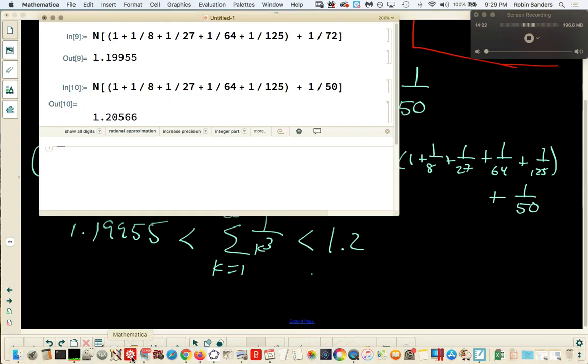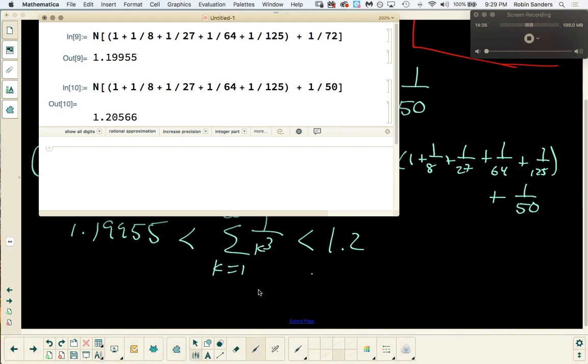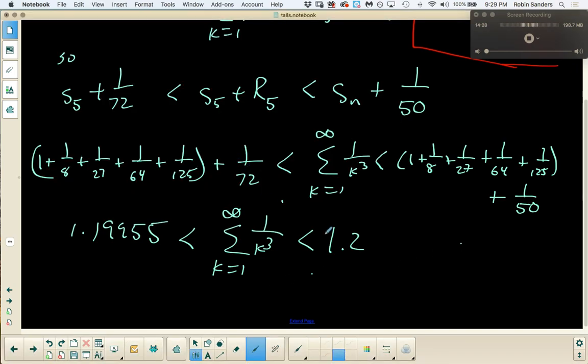And the upper bound is 1.20566. So this particular infinite series is trapped between these two numbers. Obviously, this is the upper bound. And this is the lower bound.